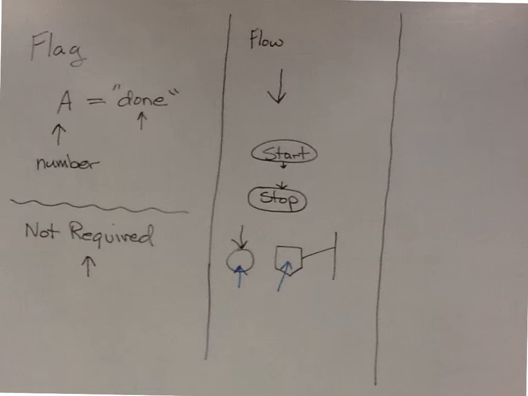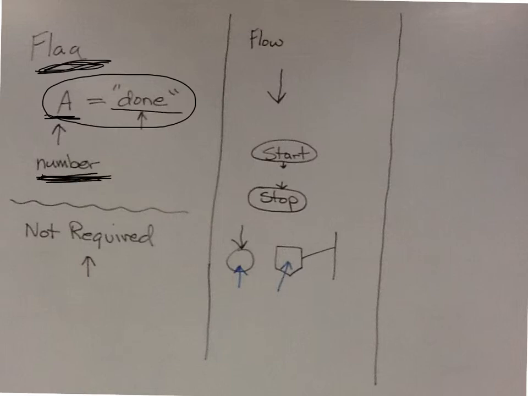You should always indicate your flag in the legend. Make sure you don't mix types. If A is a number, if you're storing numbers there, then you can't flag that to a string. Can't flag that to a string. Make sure your program flows down and to the right as best you can.